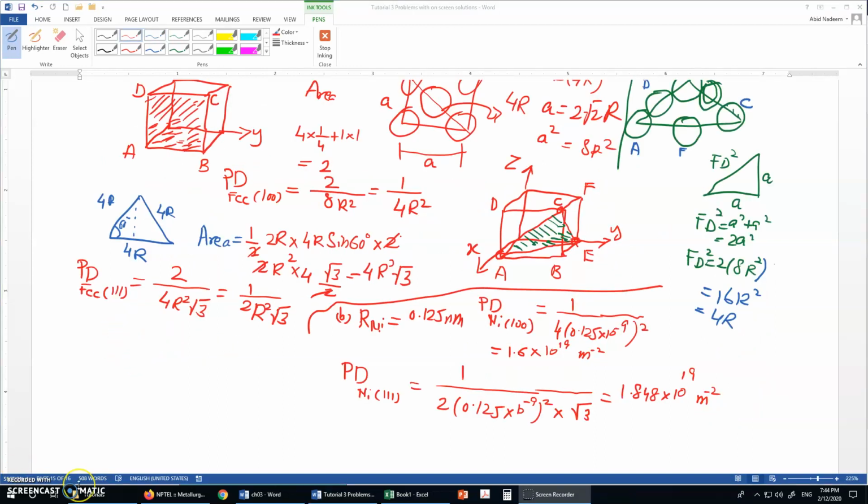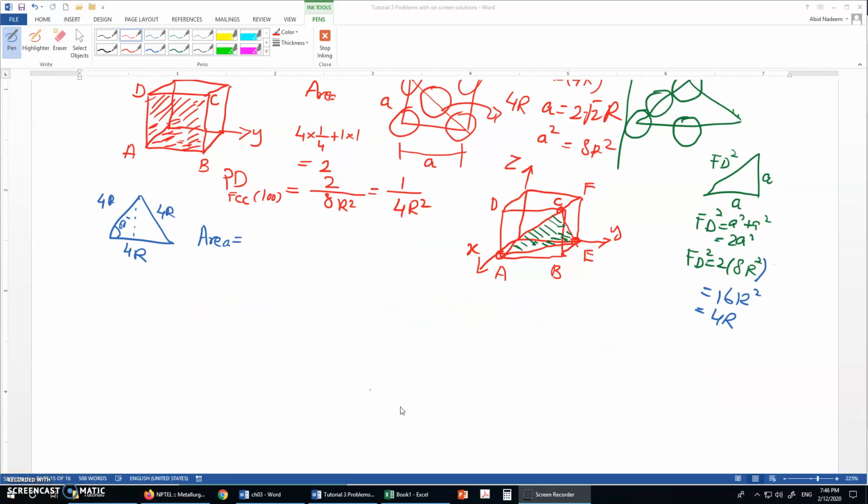The area of this triangle is equal to the area of these two small triangles. So the area of this left side triangle is equal to 1/2 the base. So this base will be 2r, 2r times height.